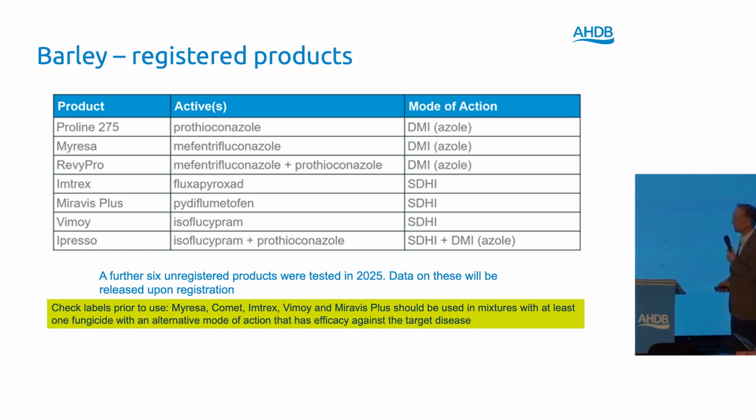On the barley, it's a shorter treatment list. We've been testing 3 azoles, 3 SDHIs, and 1 SDHI azole mixture. Again, though, there are 6 products we've been testing in 2025 that are not yet available, and as soon as they are, we will look to share that information with you.